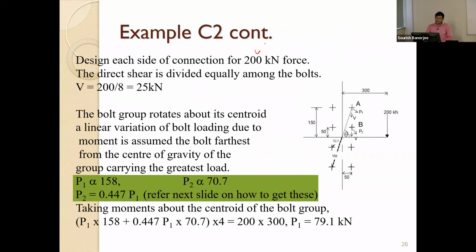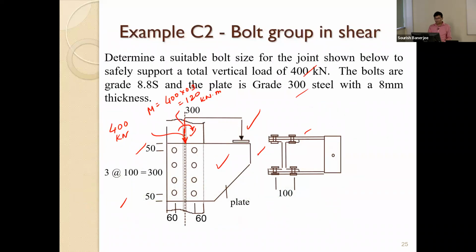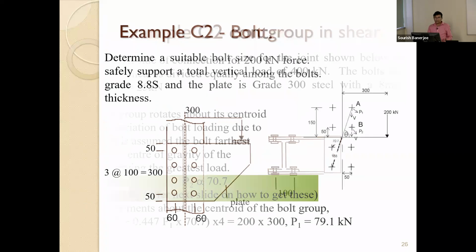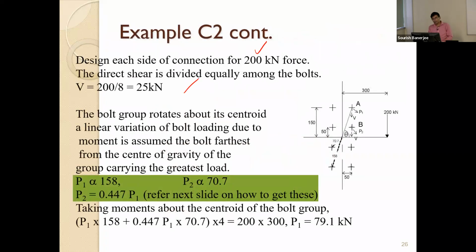Okay, so design each side of the connection for a 200 kilonewton force. We have looked into that. The direct shear is divided equally among the bolts. This is understood. We have 8 bolts shown here, though you can have any number of bolts. So if you divide the force by the number of bolts, each bolt will be subjected to 25 kilonewton shear force.